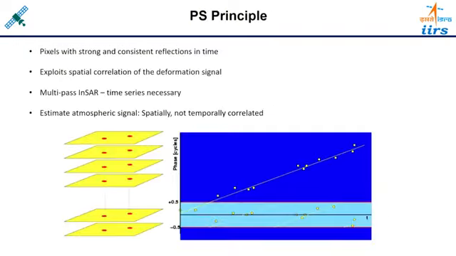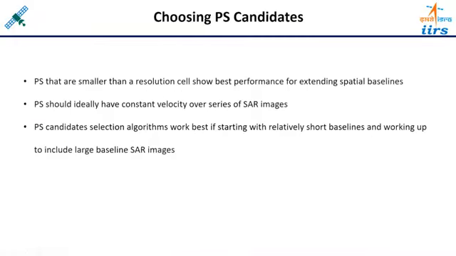So here you can see the PS and DS points, like in all the images. Let us say this particular image, this particular dot is representing a PS. If you draw this graph, here you can see the phase is changing very rapidly, and this is also continuously increasing. And choosing the PS candidate, PSR is smaller than a resolution cell.